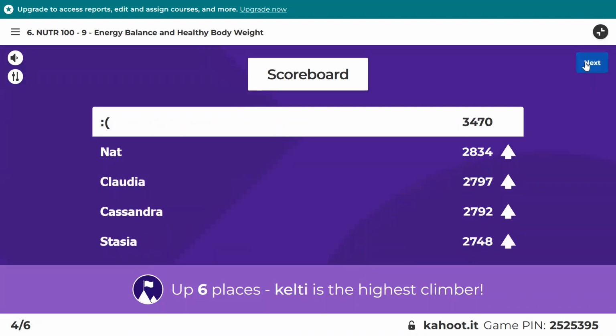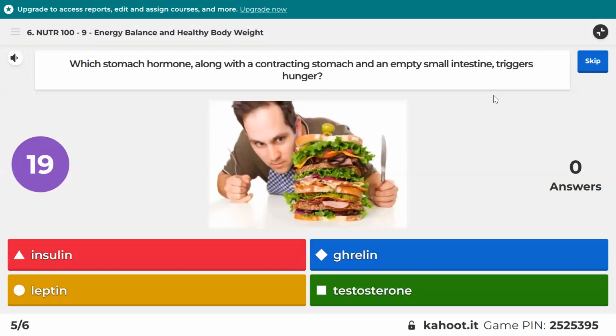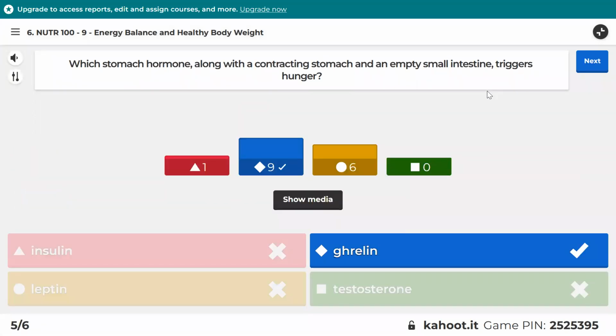All right, sad face still in the lead. Number 5, which stomach hormone, along with a contracting stomach and an empty small intestine, triggers hunger? Ghrelin. The other one is leptin. Leptin is the one that tells you you're satisfied, that you're not hungry. So ghrelin is the hunger hormone. Don't know if there's an easy way to remember that.